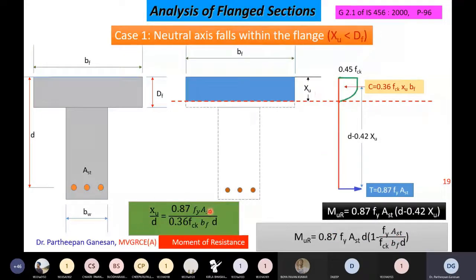How to find out the neutral axis depth? It is the same as the rectangular beam. Only thing is that B is replaced with BF, because your compression zone has a width of BF. Similarly, moment of resistance also. I'll stop here now. If there is any doubt, you can ask.